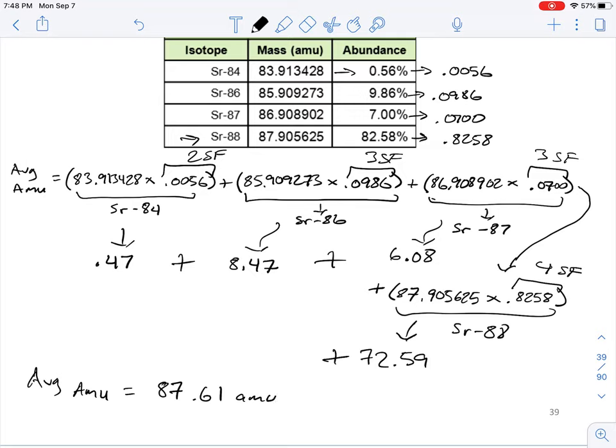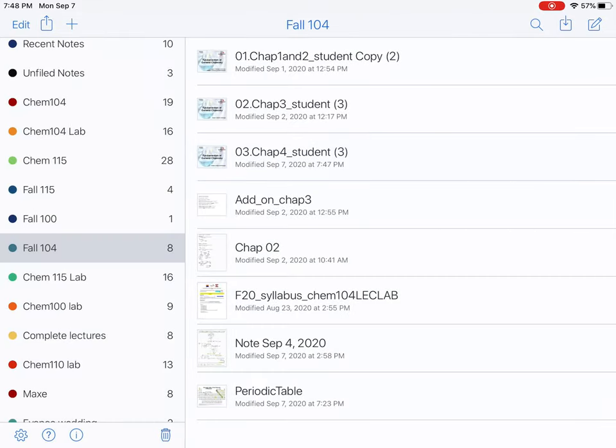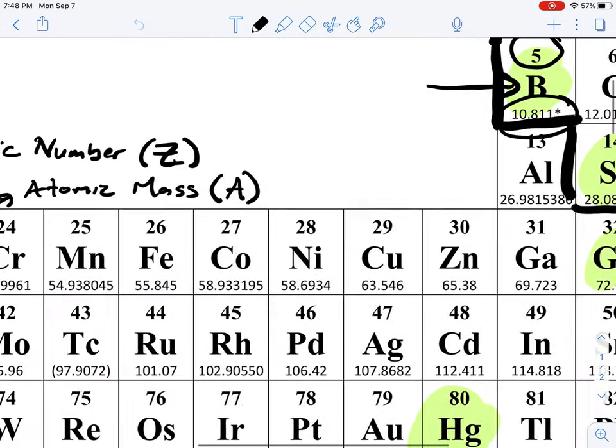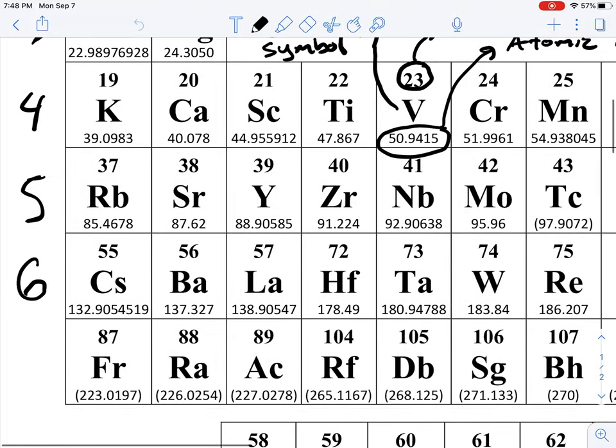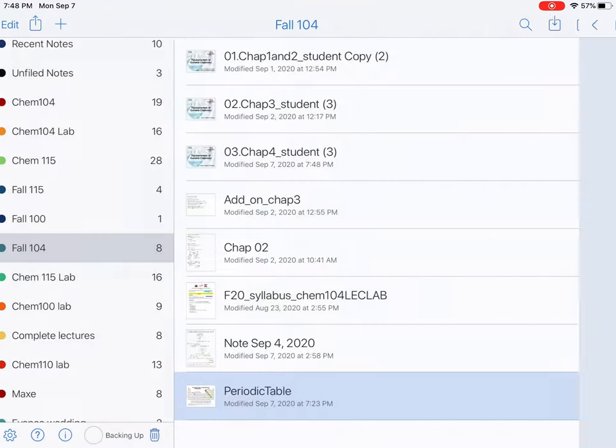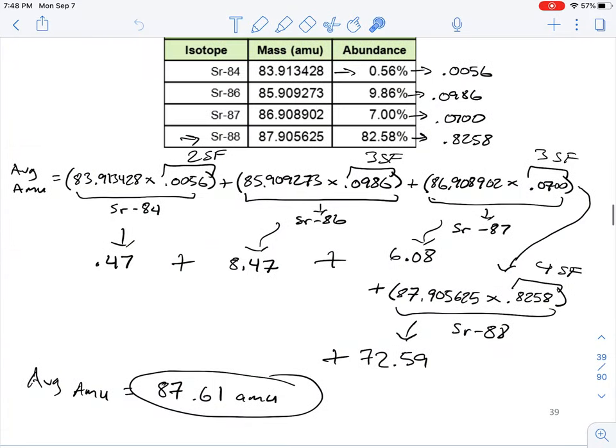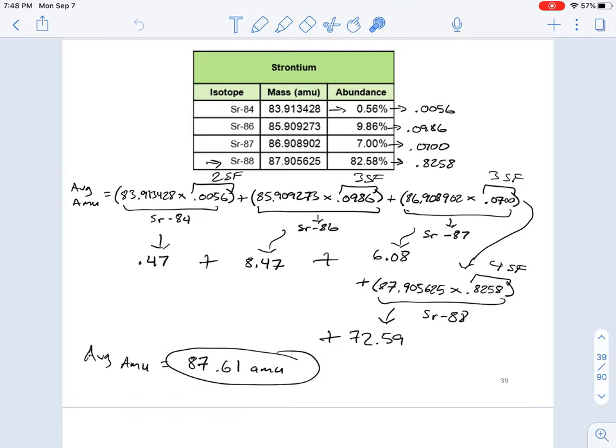87.61 AMU. So let's compare the calculated value that we get to the value that's seen in the periodic table. Strontium is a period 5 element, and if you look, its atomic mass is 87.62. If I go back to my work, I get 87.61. So we're definitely in good approximation with the atomic mass that's observed in the periodic table.